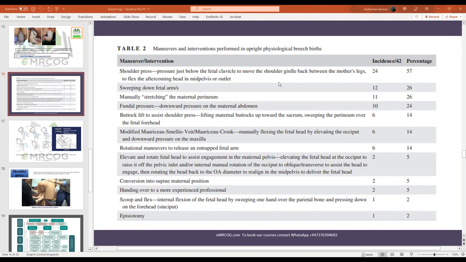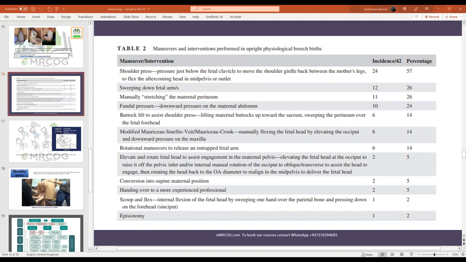There is also a maneuver that's called the modified Mauriceau-Smellie-Veit maneuver. This is by flexing the fetal head by elevating the occiput and applying downward pressure on the maxilla. A rotational maneuver they have used to release an entrapped fetal arm. They have also used the scoop and flex, which is internal flexion of the fetal head by sweeping one hand over the parietal bone of the baby and pressing down on the forehead. This is what's called the scoop and flex.